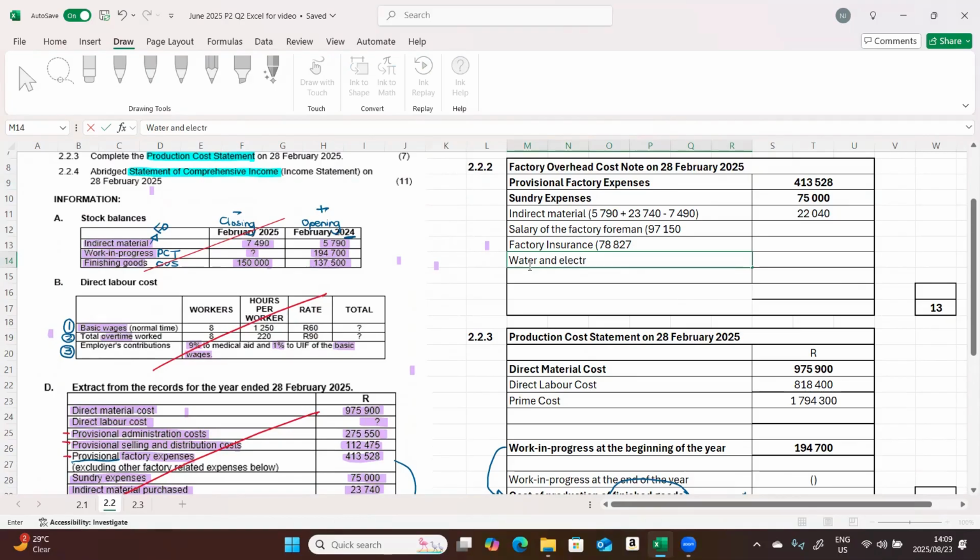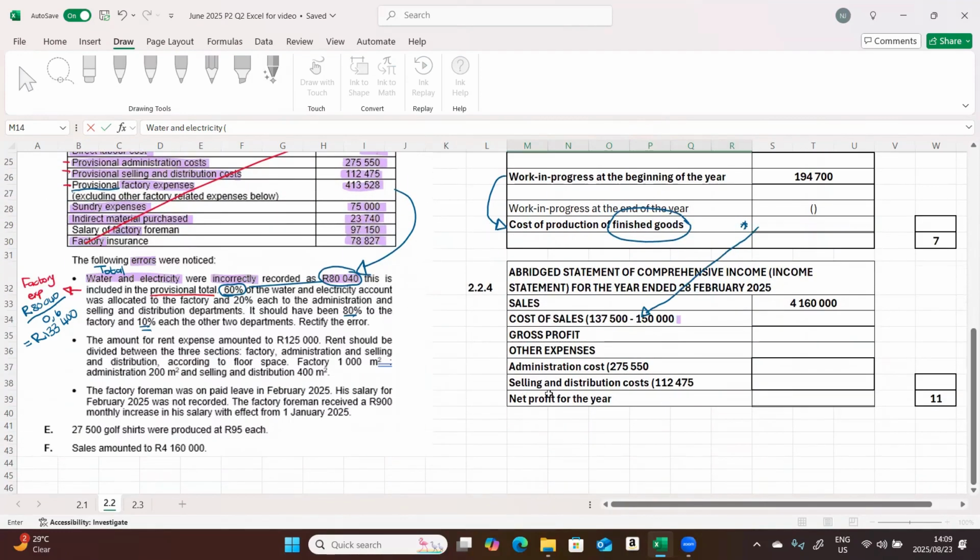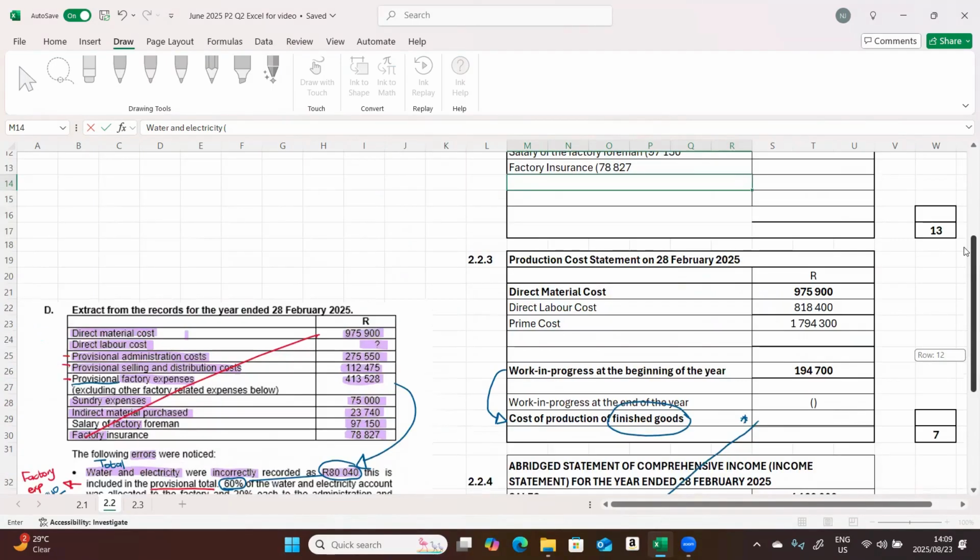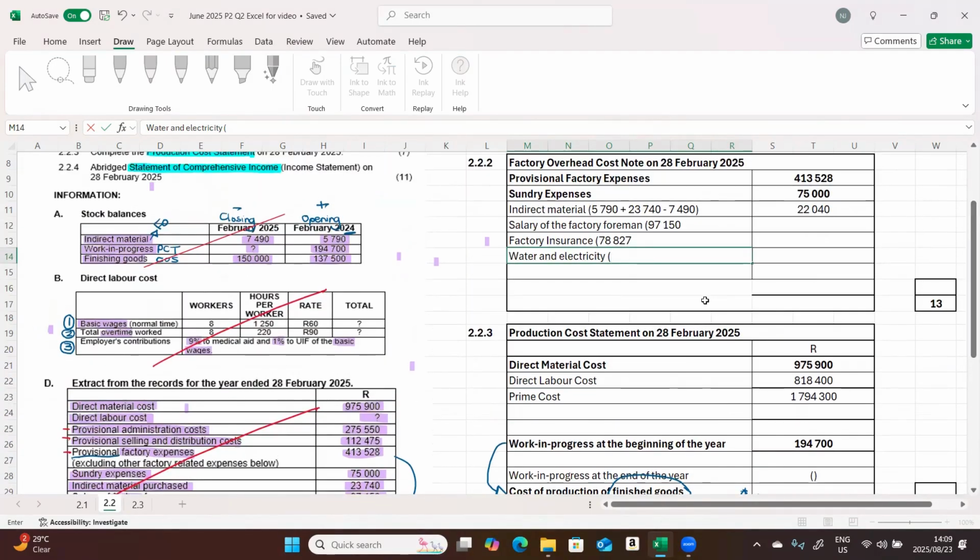So water and electricity, there it is, as a separate line item. And we are going to show that it was wrongly included as 80,040 Rand, right? So it was wrongly included as 80,040 Rand. We are going to have to make an adjustment to this amount to get it to the amount that it needs to be.